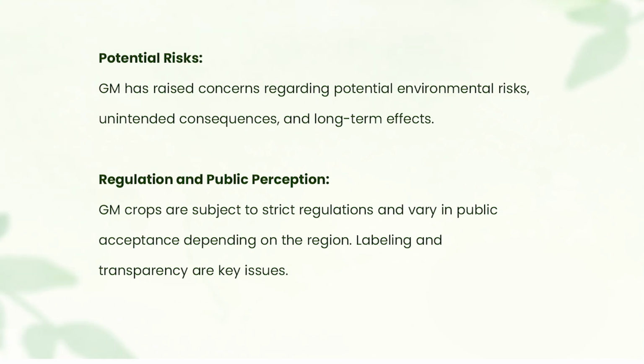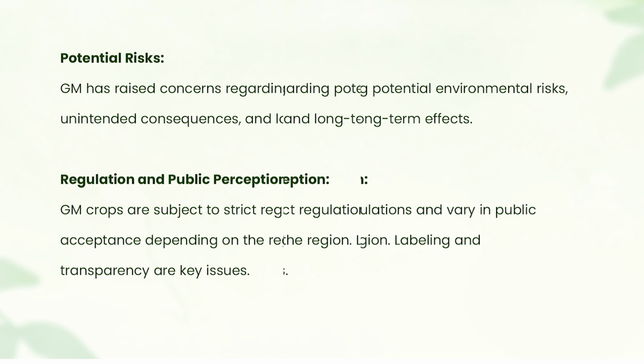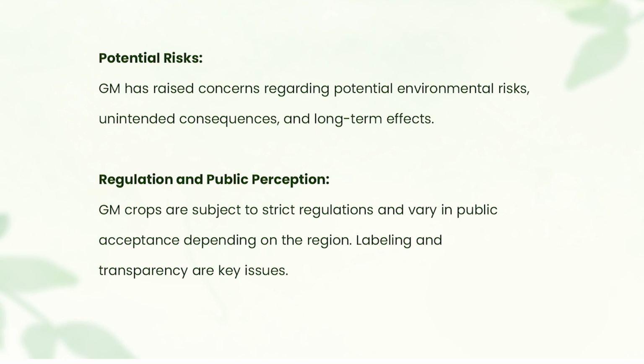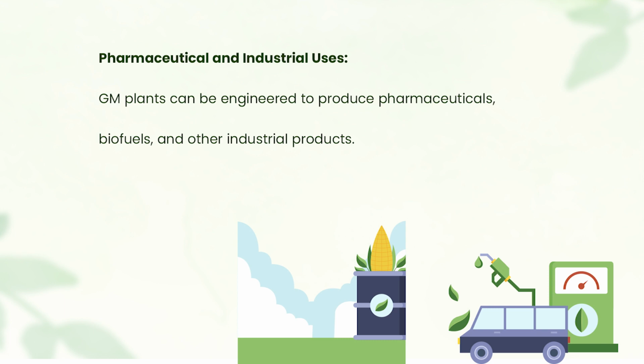If we look at regulation and public perception, genetically modified crops are subject to strict regulation and vary in public acceptance depending on the region. In some states it is accepted and in some states it is not. So, labeling and transparency are key issues. Genetically modified plants can be engineered to produce pharmaceuticals, biofuels and other industrial products. In this way, we can produce genetically modified plants.